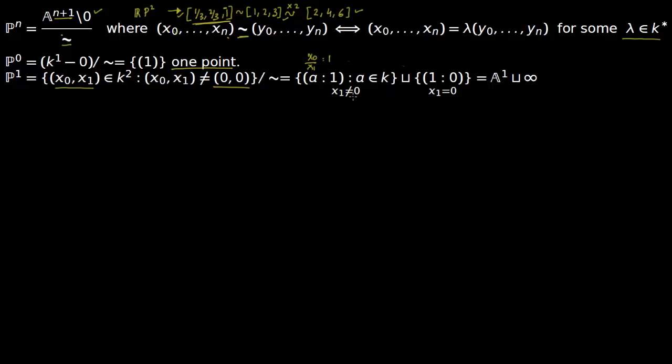Now either you have this or x1 is 0. So there is a decomposition into 2 sets: x1 is not 0 and x1 is 0. Both of them are disjoint. Now here you divide both sides by x0. So you have 0 divided by x0, which will obviously give you 0, and you have 1 here. So this is A1 space because you have this a here. This a is in K, and a could be 0. And then this we write as infinity. The second coordinate we write as infinity. So this is also called the hyperplane at infinity.